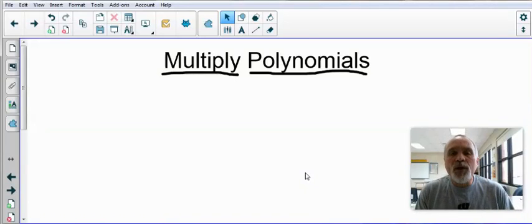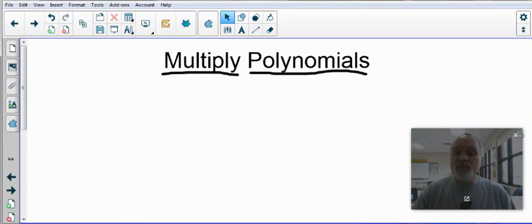Welcome back, everyone. We're going to continue our conversation on simplifying polynomials. We did combining polynomials in order to simplify them. That was adding and subtracting them. And then we did multiplying. We multiplied a monomial times a polynomial, and I showed you how to just multiply terms. Today, we're going to extend that into multiplying binomials times binomials.